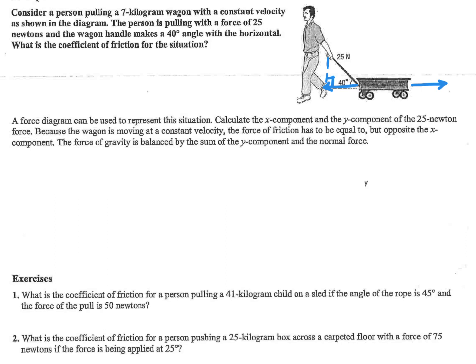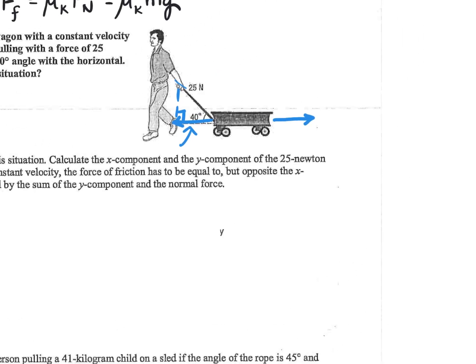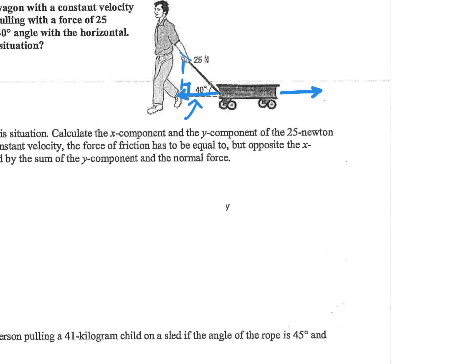Do you see where vectors come into play here? Vectors come into play because this force that's being pulled is going at an angle, isn't it? So I have to figure out what that force is. That force is the x component of that 25 Newton pull, isn't it? So how would I figure out what the x component of that force was? How do we find the x component if we know the magnitude and the direction?